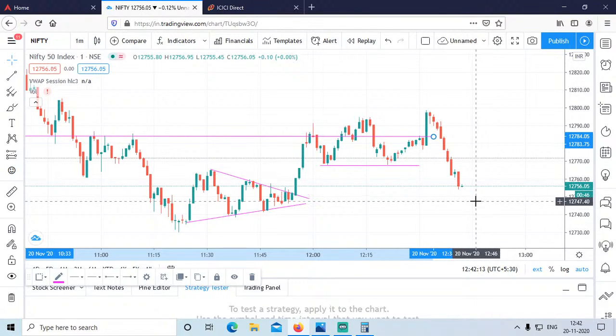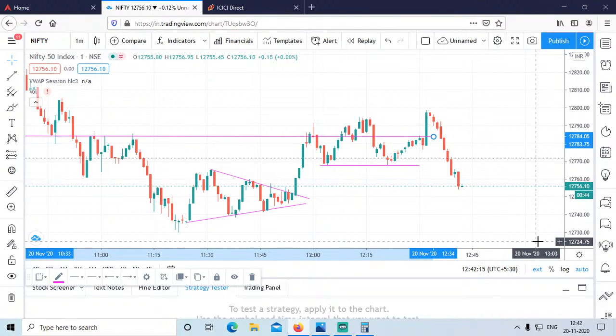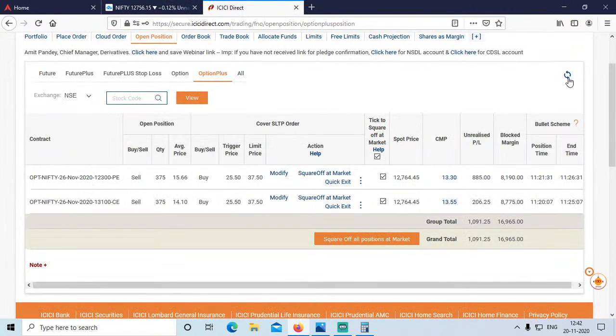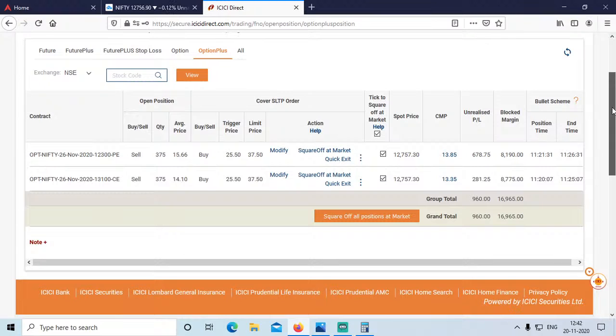Okay, after a heavy crash, I think the market is looking back. 12,756. Let us check what our profit is. Okay, 960. Yeah, profit is fluctuating between 1000 rupees and 960 rupees, because the market crashed heavily. Our profit also reduced a little bit, but it will increase.